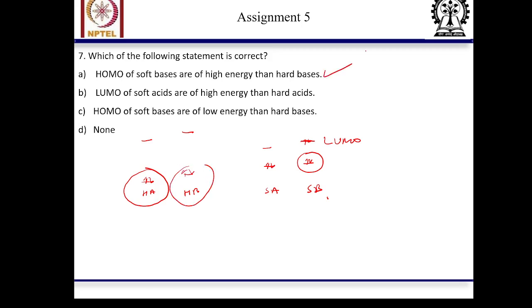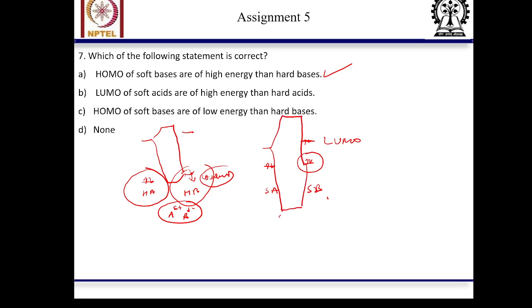How? Because suppose we take the hard acid and base. Now if we take this, this will be the overlap. Now here we have less covalent nature, but we have A delta plus, B delta minus. So they have higher ionic character, less covalent character. Here what will we be having? We will be having like this.